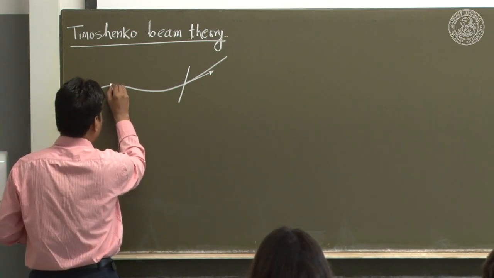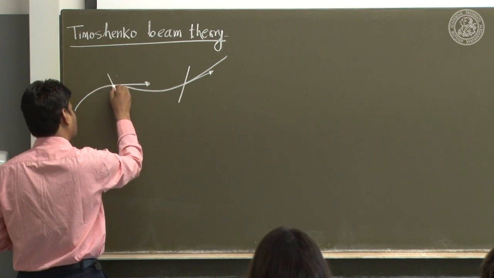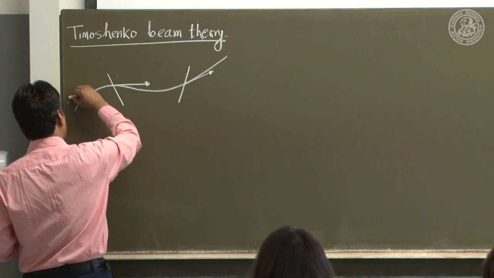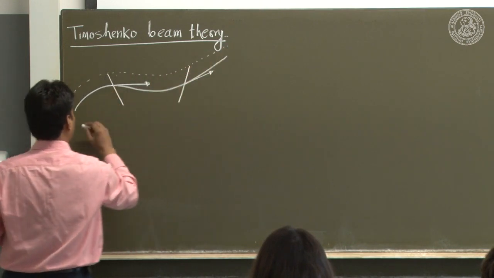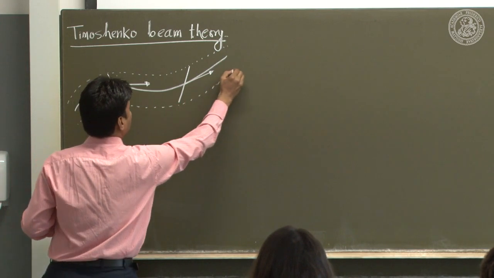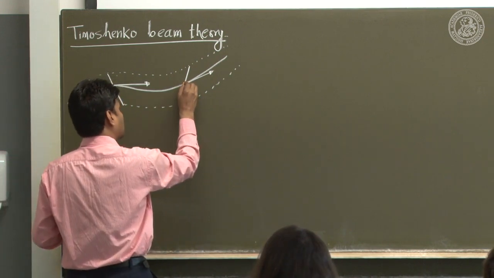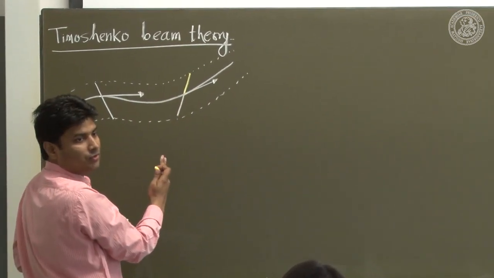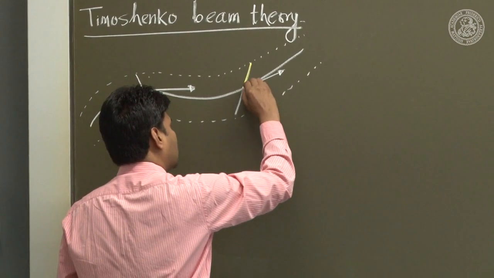Similarly over here, you could have something like this, and the cross-section could be like this, okay? And if you want to construct your full beam, initially the cross-section was vertical, right? And so it's normal. This is the cross-section normal. So that's the cross-section normal.